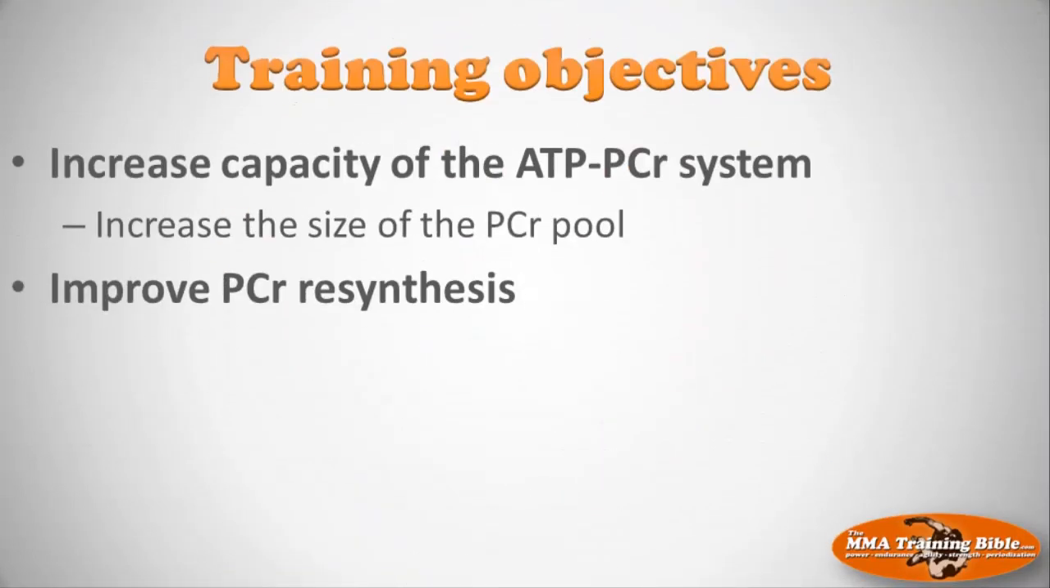So what are the main training objectives here? Well, number one, you want to be able to increase the capacity of the ATP-PCr system. You can do this through training, but you can also do this through supplementing with creatine. And what you do is you're increasing the number of phosphocreatine molecules there, and that can extend the capacity of the system. You also want to improve phosphocreatine resynthesis. So after you've depleted the pool, you want to improve your ability to get that pool back. And there are a couple ways you can do that, the least of which is having a very strong and highly developed anaerobic and aerobic energy system as well.